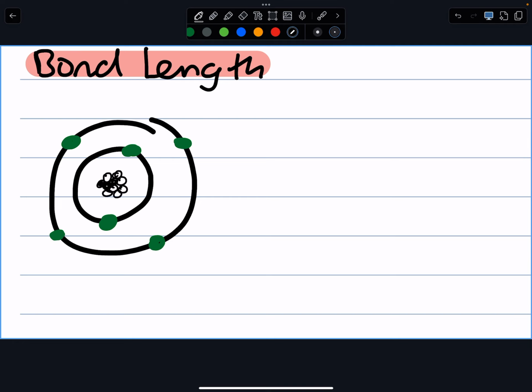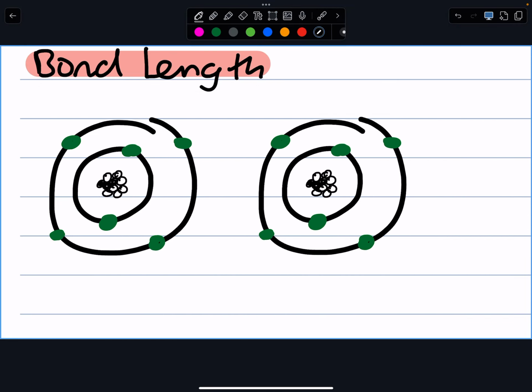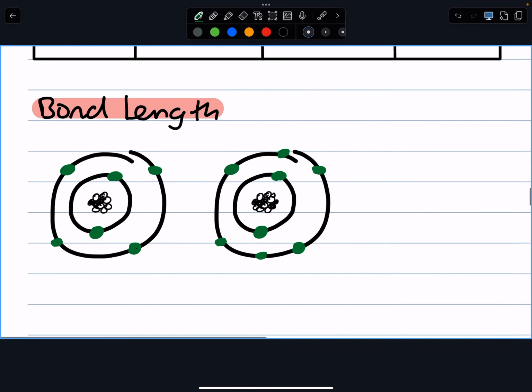Here's my nucleus, let's say. And then I'm going to copy this exactly the way it is, and add some different circles so it's not the same element. Then I'm going to add a different number of valence electrons. Sorry, it's taking me so long to draw this out. All right, good. So I have my 2 elements.